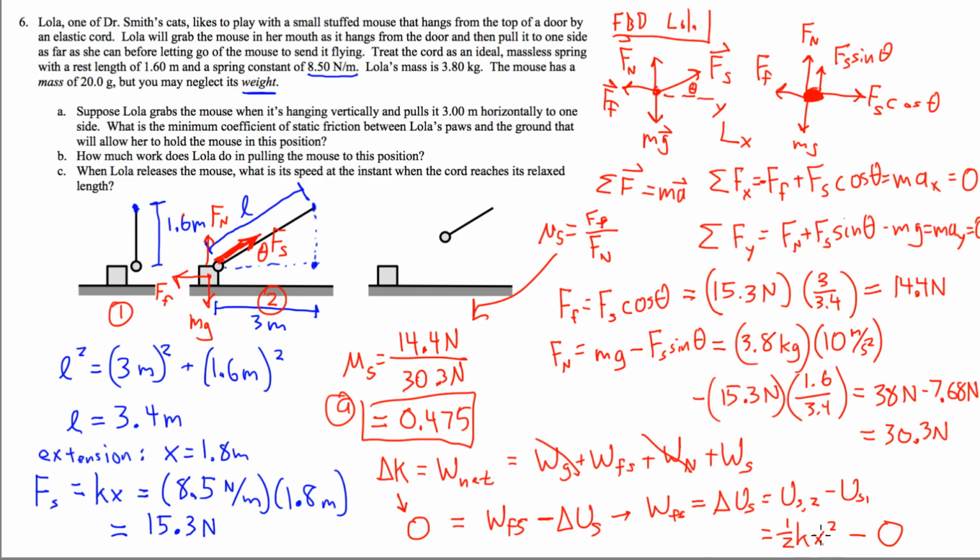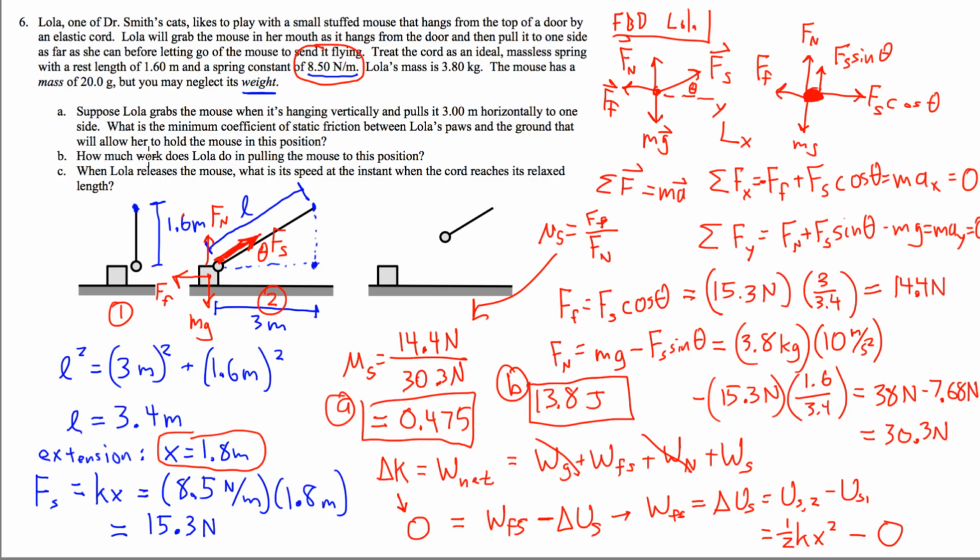So the x here is this extension here. K is, of course, this given spring constant. All you have to do is use 1/2 k x squared, and you find the work Lola does, which is 0.5 times k times 1.8 squared equals 13.77, 13.8 joules. So for B, the answer is 13.8 joules. That's the work Lola does.